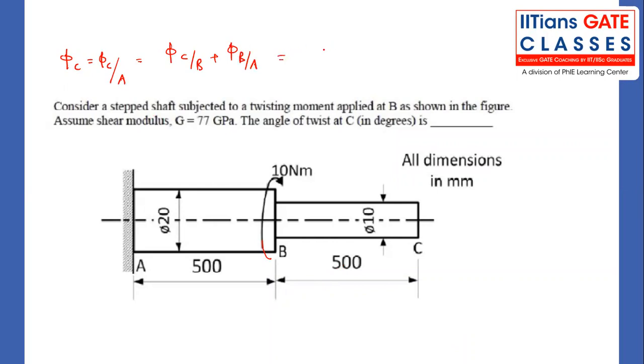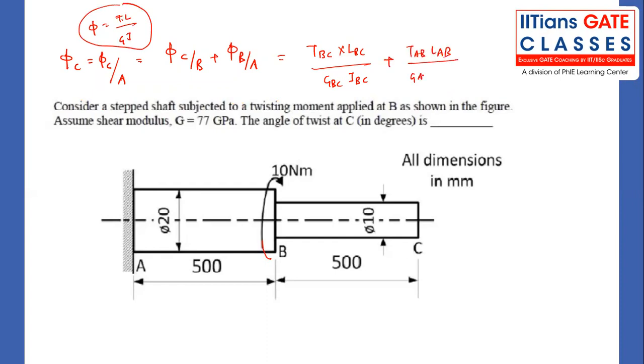Phi C with respect to B is what? That is the angle of twist of C with respect to B. T_BC L_BC divided by G_BC J_BC. The formula we know is TL divided by GJ. Same formula we are using over here. Plus T_AB L_AB divided by G_AB J_AB. So what is phi C, my dear friend?